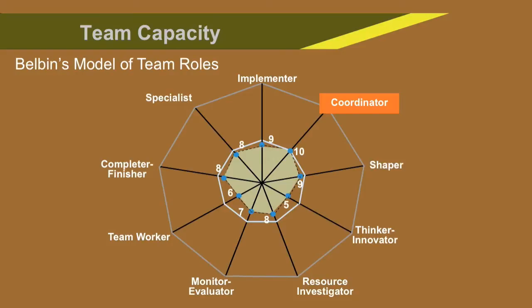My second highest scores are implementer and shaper. A high score of implementer means that I am disciplined, reliable, conservative, efficient, and turn ideas into practical action. Meanwhile, a high score of shaper means that I like challenge, am dynamic, thrive on pressure, and have the drive and courage to overcome obstacles.